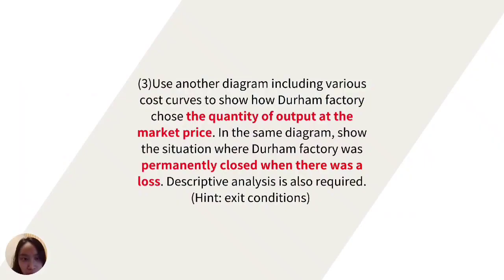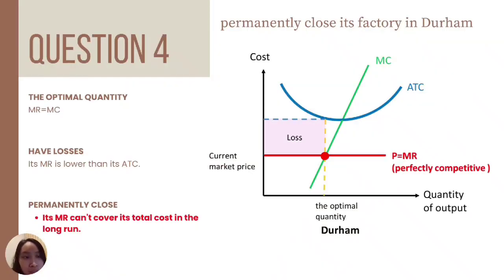And next, I'm going to use another diagram including various cost curves to show how the Durham factory chose the quantity of output at the market price. And the same diagram shows the situation where the Durham factory was permanently closed when there was a loss. So as you can see, it's still the same. The optimal quantity happens when marginal revenue equals marginal cost. So marginal revenue is this red line, and marginal cost is still the green line. And the profit maximization point is here. So the optimal quantity is here.